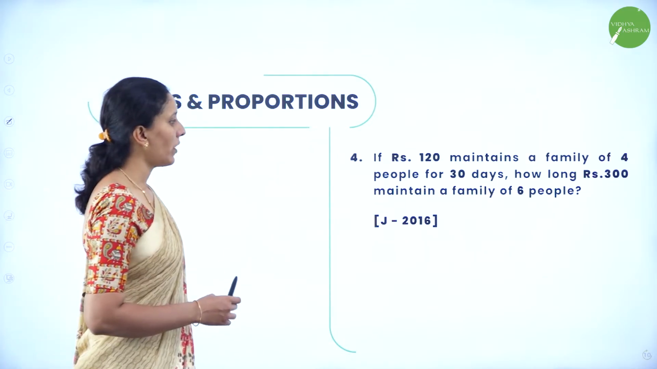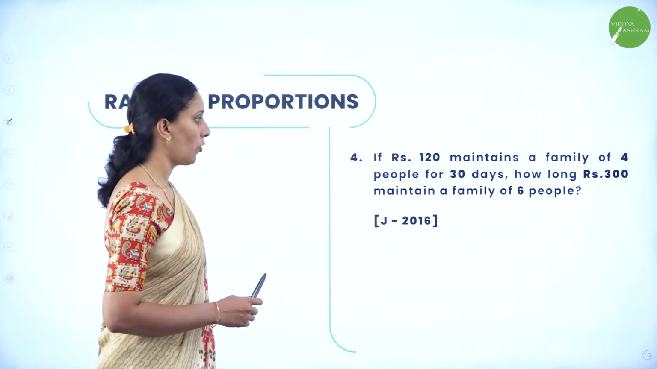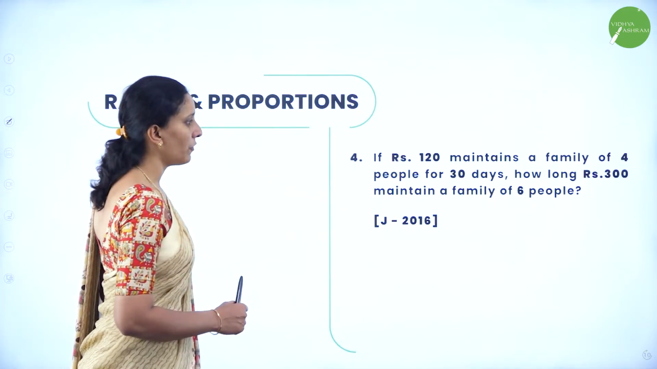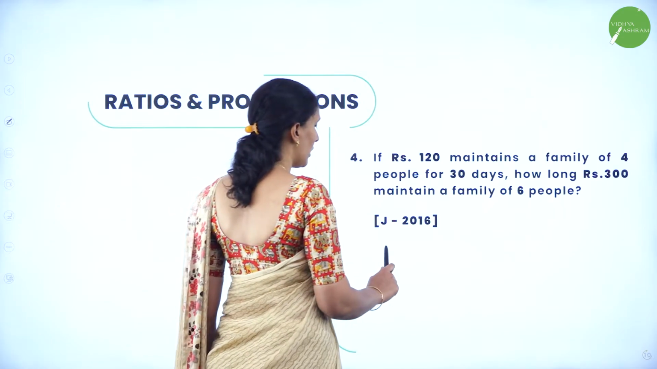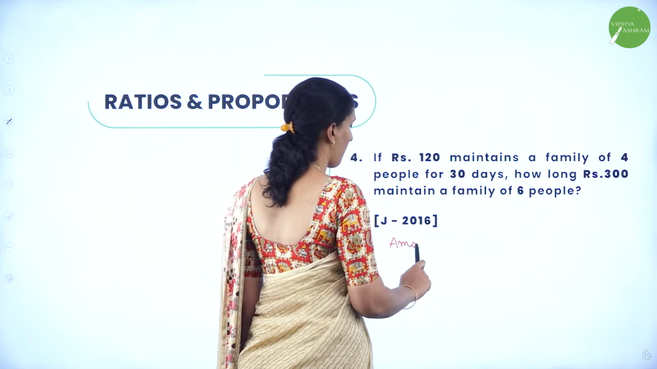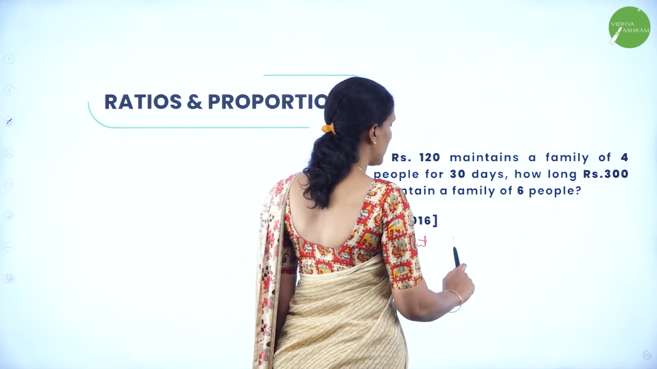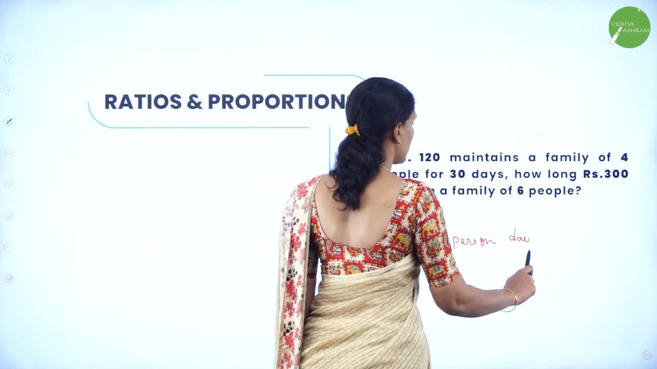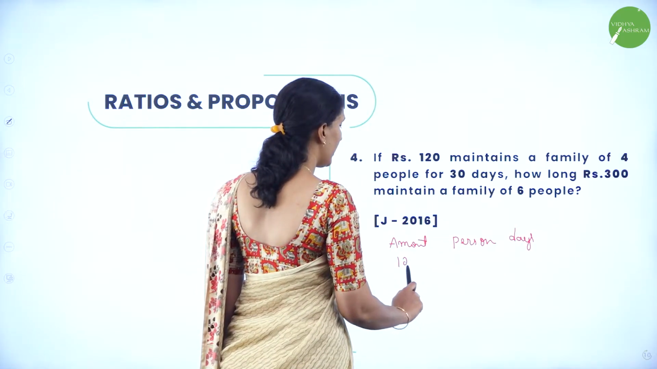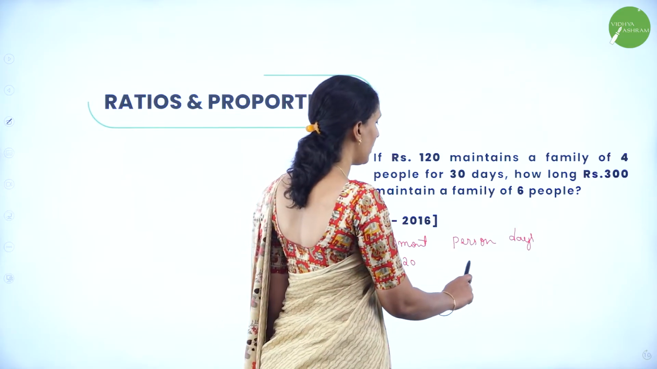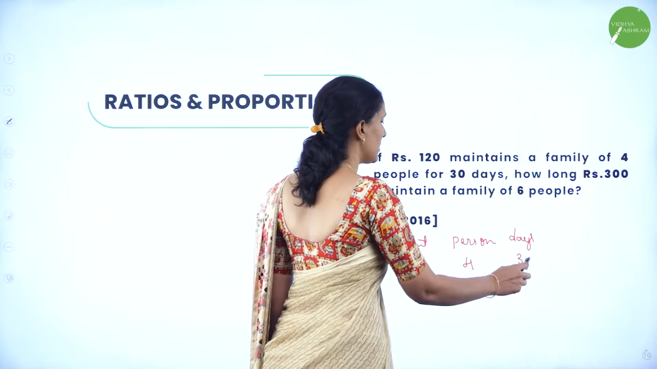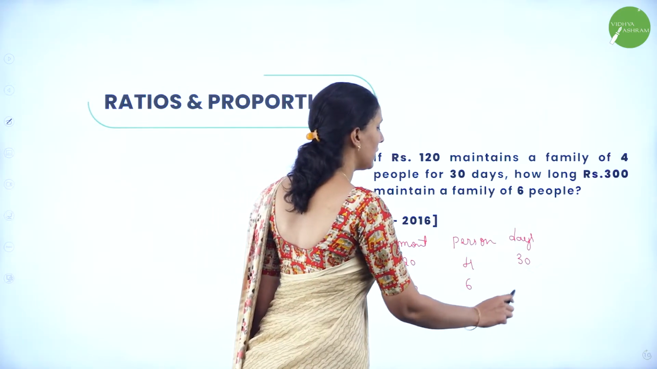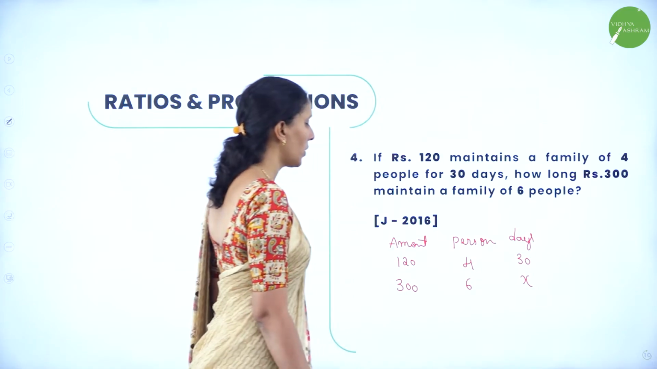Next one, if rupees 120 maintains a family of 4 people in 30 days, in how many days will rupees 300 maintain a family of 6 people? So here amount, persons and days. So 120 maintains a family of 4 in 30 days. 300 rupees can maintain 6 people in how many days? So this is the question.